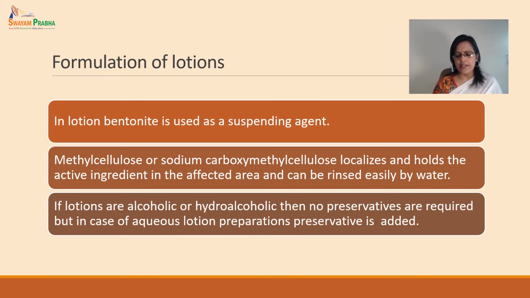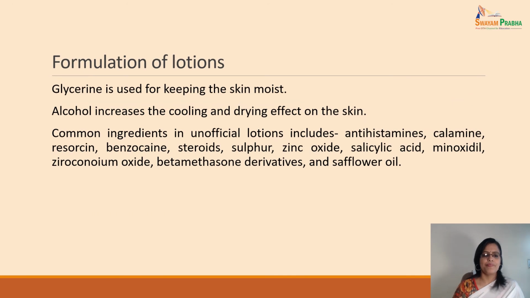So moving to next, let's see. Glycerin. Glycerin is used in the lotion which helps in keeping our skin moist and soft. Alcohol increases the cooling and drying effect. And the other common ingredients which are used in official lotions include antihistamines, calamine, benzocaine, steroids, sulfur, zinc oxide, salicylic acid, minoxidil, and betamethasone, calamine, sunflower oil. So these are a few examples of ingredients which are used in lotion.